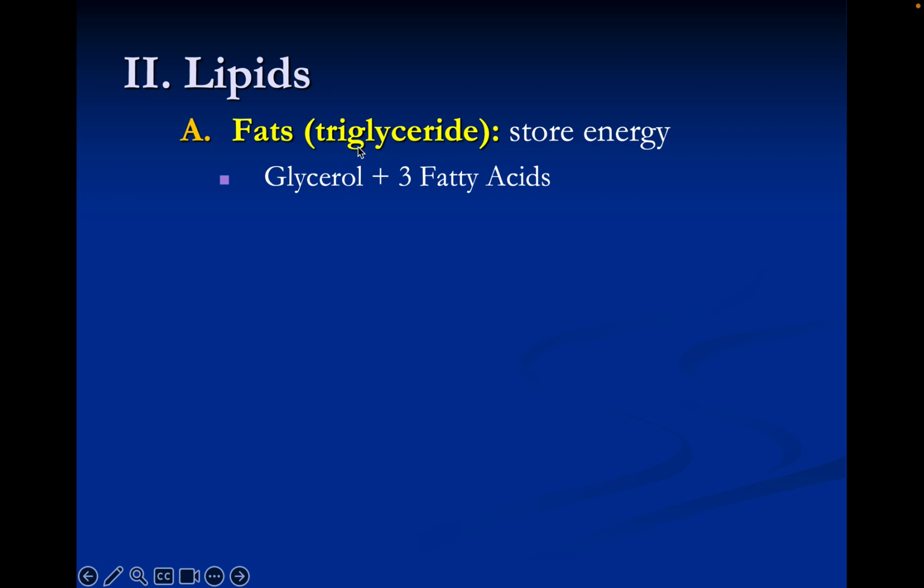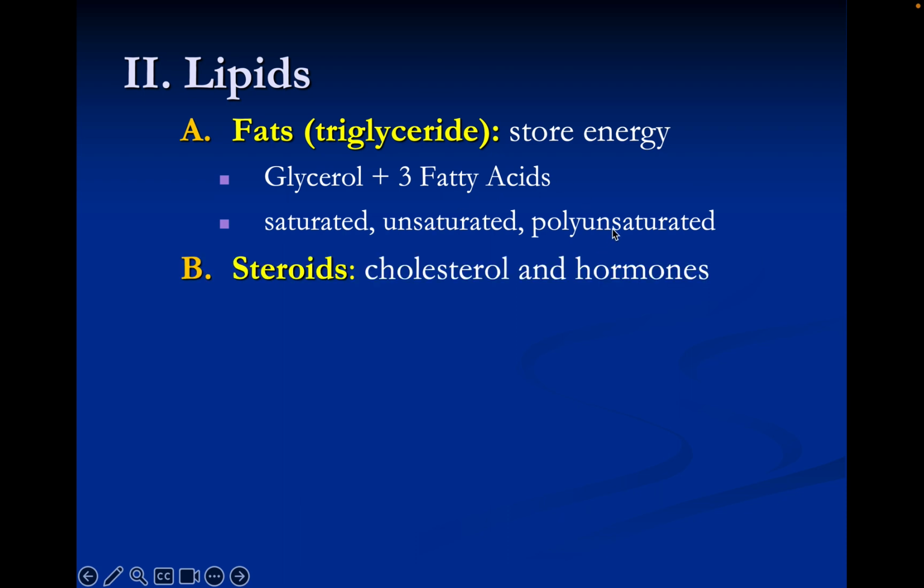A triglyceride is made up of 3 fatty acids and a glycerol. There are saturated, unsaturated, and polyunsaturated fats. Also within the lipid group are steroids, and these would include things like cholesterol and hormones.